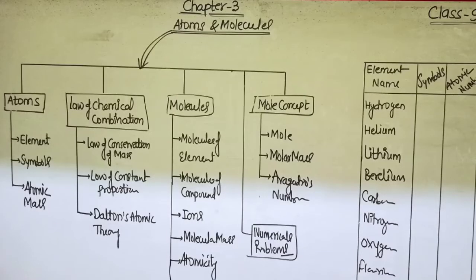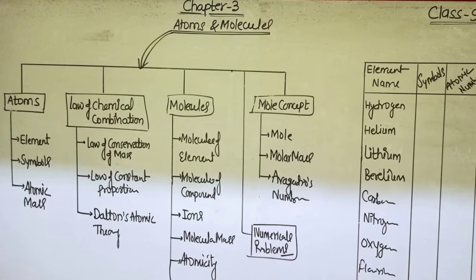Okay. So first of all we have discussed what is the content of this chapter. Means इस chapter में हम लोगों को क्या स्टडी करना है. So in this chapter we study about atoms and molecules. First of all about atoms, how atoms form, and what is an element. Second one is symbol and atomic mass. And second category is law of chemical combination.